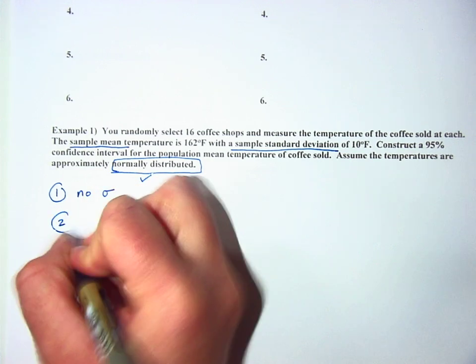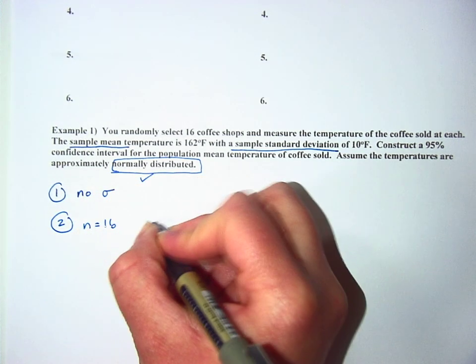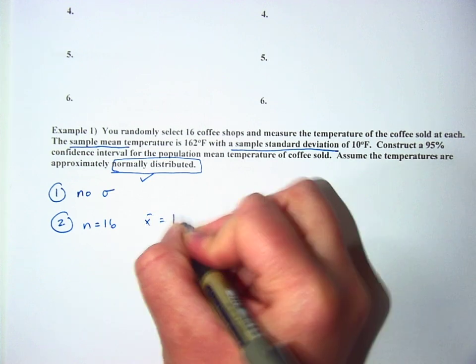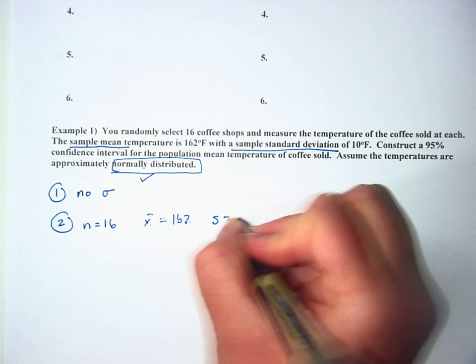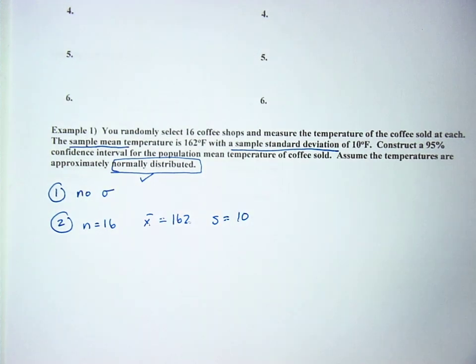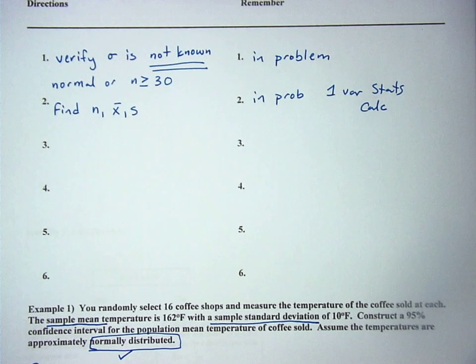Alright, step 2. N, 16 coffee shops. It says that the X bar, the sample mean, is 162 degrees Fahrenheit, and the sample standard deviation is 10 degrees Fahrenheit. Alright, back up here. Sorry. I'm not slowing down enough probably, but you can always pause it if you need to. It's a video after all, guys.